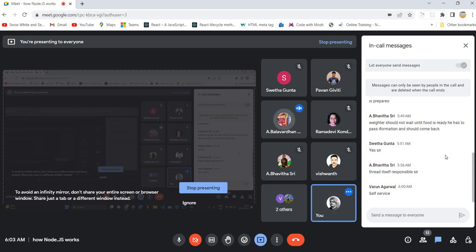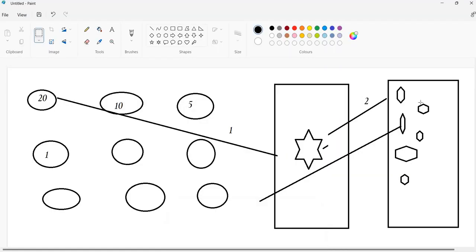Okay, preparing food. Sorry, tell me, Bala. Preparing food is not a big deal. We don't have a discussion about preparing food. How many cooks are there, how much staff is inside the database? We don't have any problem. That's not the discussion.